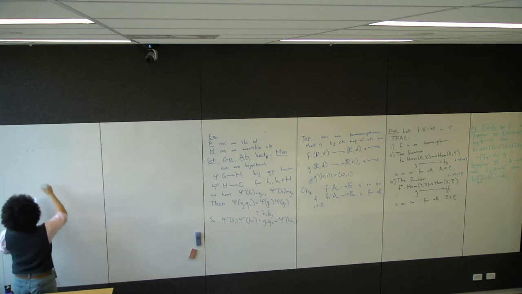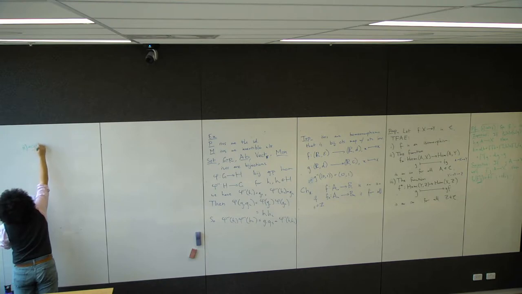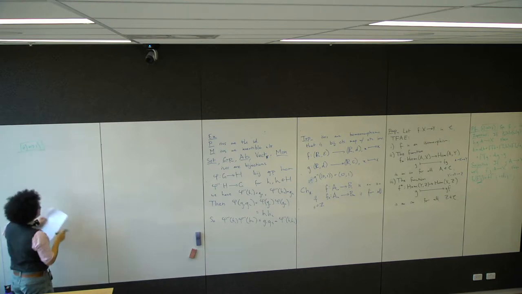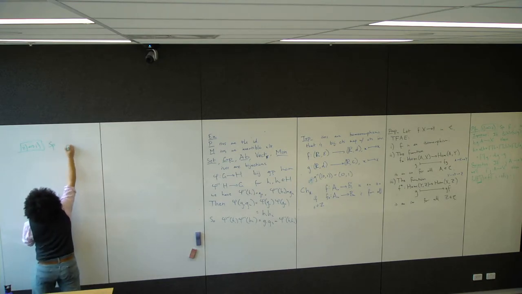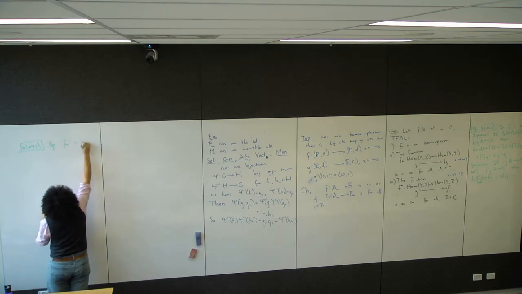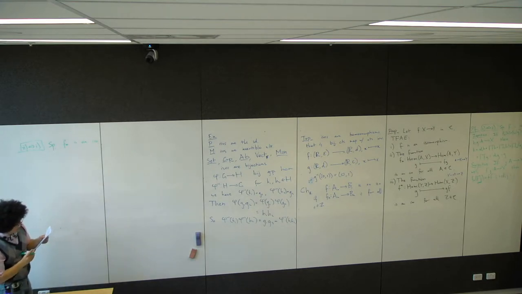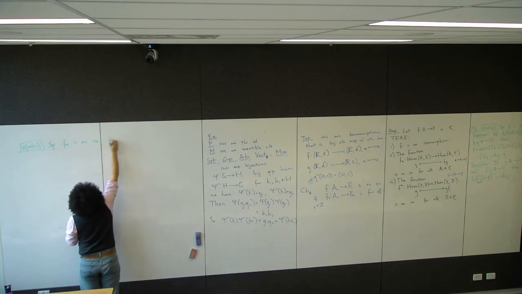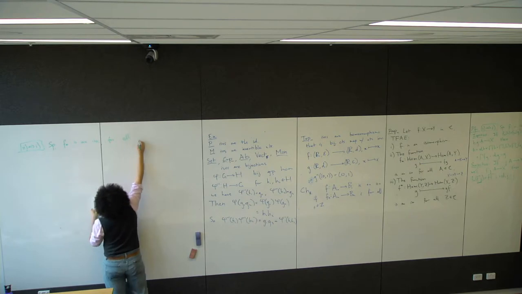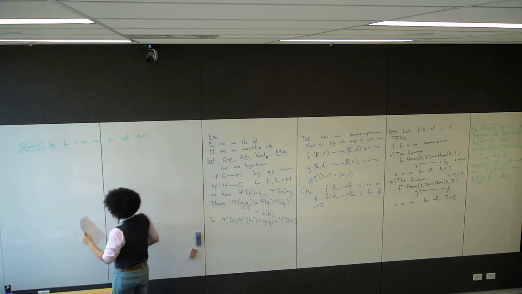All right, but continuing on with this, I want to show that 2 implies 1. So we're going to start by supposing that F lower star is an isomorphism for all objects A and C.